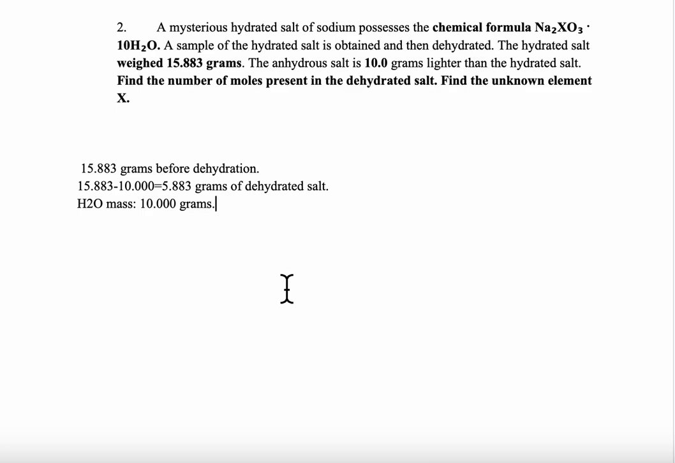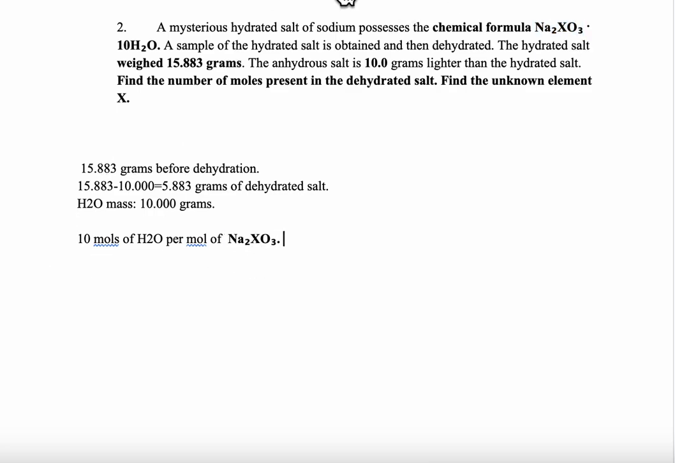And one thing that we have to recognize in this example, given that we already have that value of n, the number of water molecules per unit of the salt, is that we can actually establish a mole ratio. So 10 moles of H2O per mole of Na2XO3.